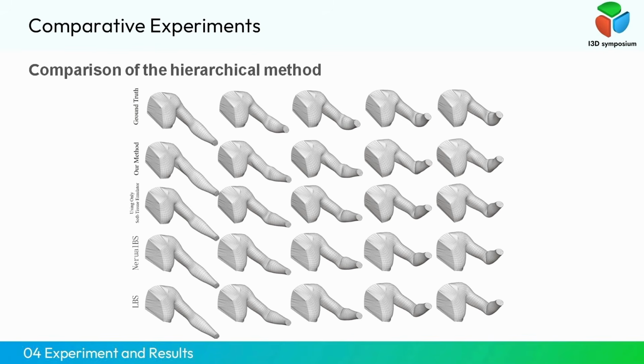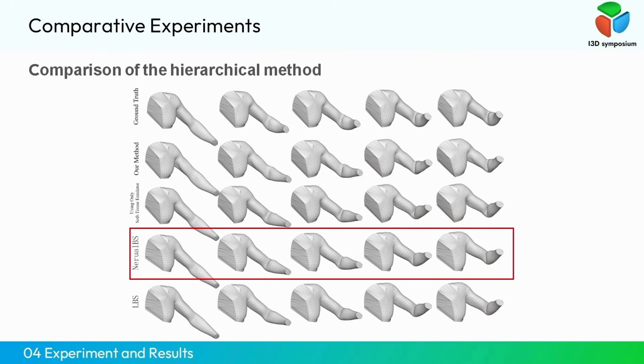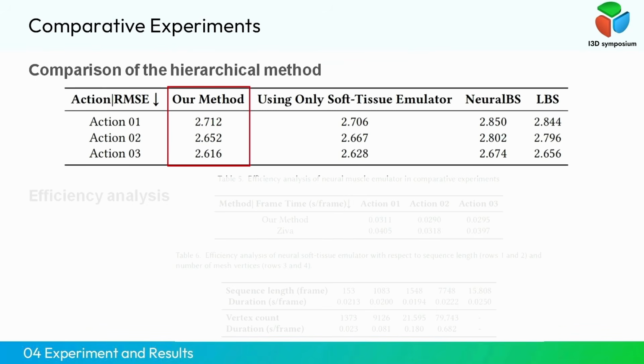Performance comparison of the hierarchical method. The proposed hierarchical method was further compared with methods using only the soft tissue emulator, NeuralBS, and LBS. The results showed that the hierarchical method outperformed other methods in visual fidelity, generating more realistic character animations, including muscle contraction and expansion as well as secondary dynamics of soft tissues.